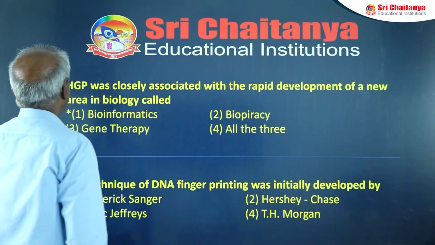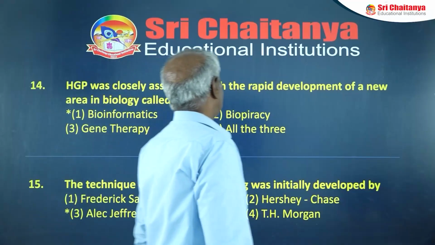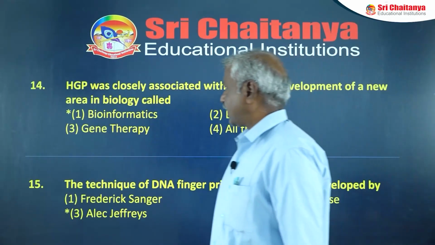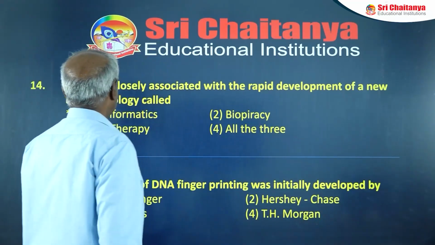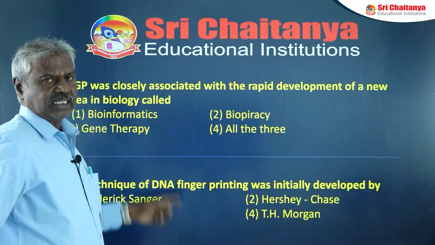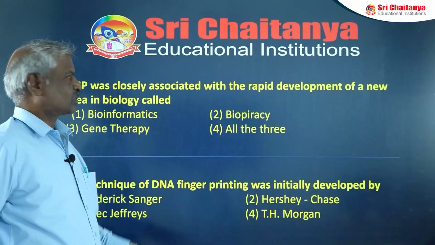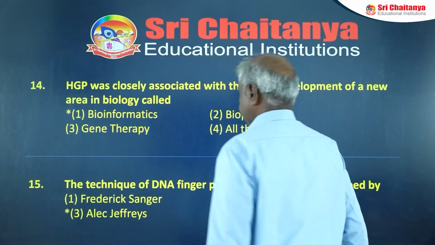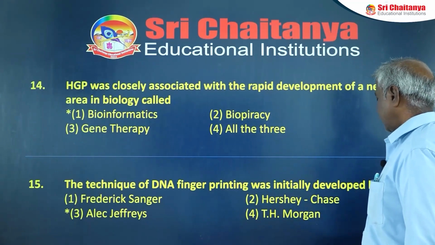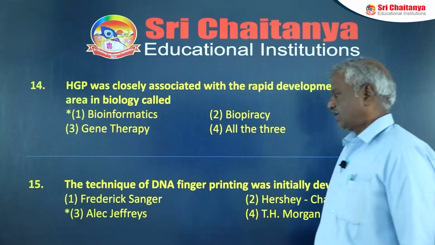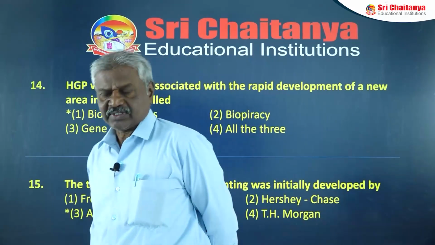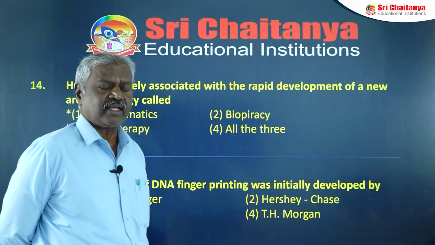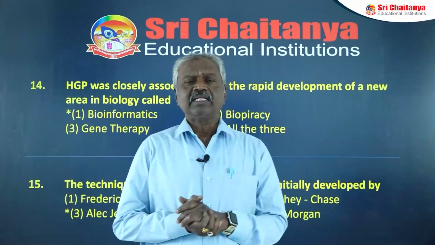Then the 14th question: the Human Genome Project was closely associated with the rapid development of a new area of biology, that is bioinformatics. It is in the first paragraph, final line. So it is linked to bioinformatics. And the final question: the technique of DNA fingerprinting was initially developed by Alec Jeffreys, who identified the differences of DNA while working with the myoglobin gene.